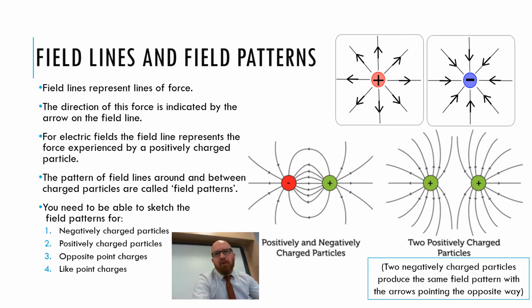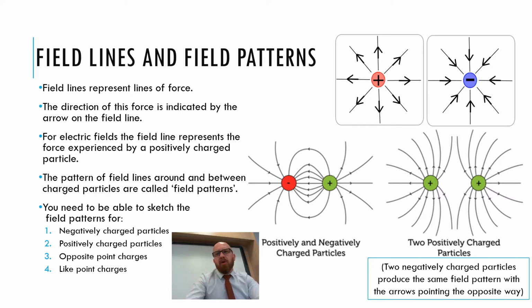So for electric fields, the field lines represent what would happen to a piece of positive charge, for example, a proton. So at the top here, you've got a positive charge and a negative charge. The positive charge has the arrows coming out from it, and that means that any positive charge nearby will get repelled from the positive charge. The negative charge at the top, right there, the blue one, has all the lines going into it, meaning that it will attract any positive charge.